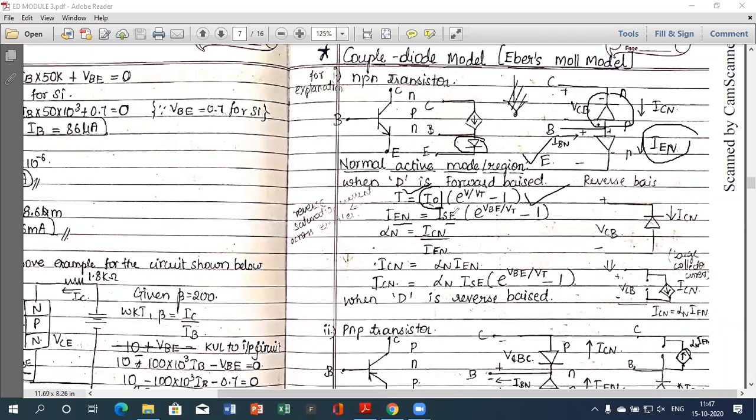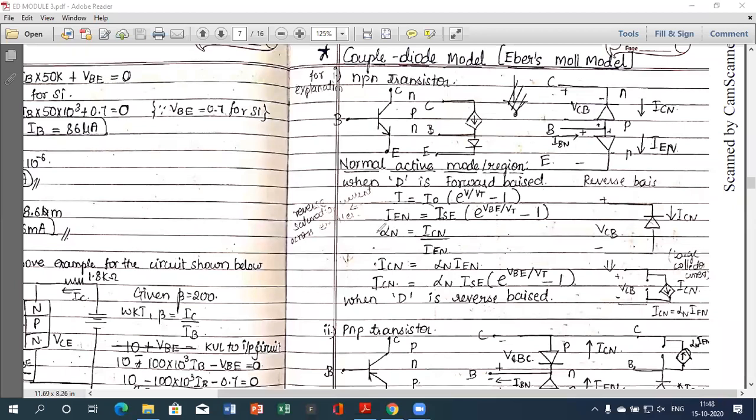So IEN equals ISC times e raised to V by Vt minus 1, where V is the voltage across base to emitter, because the other voltage is negative and reverse biased. So only this voltage is left in this transistor. That voltage we call VBE, the voltage between base and emitter. The same voltage is written here, V is replaced by VBE, Vt will be the same, minus 1. This is the current which flows across the diode when it is operating in normal active mode.